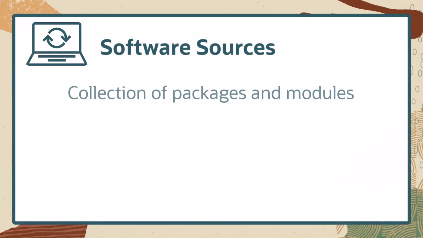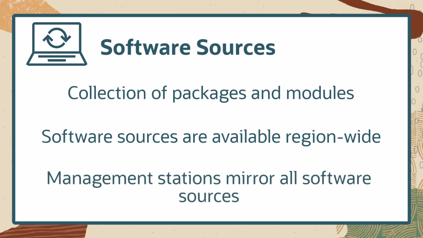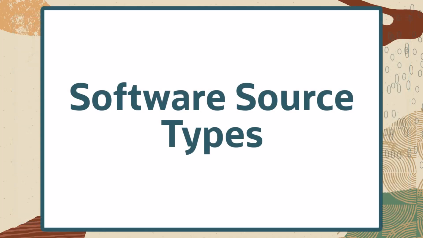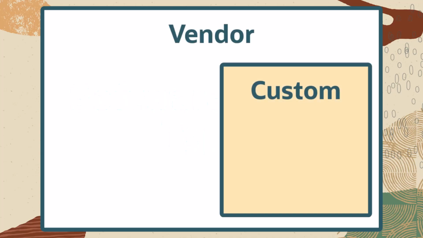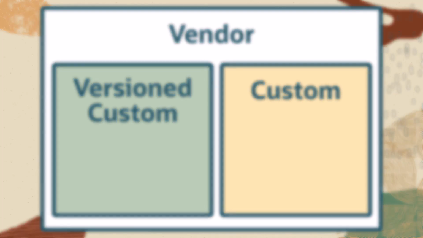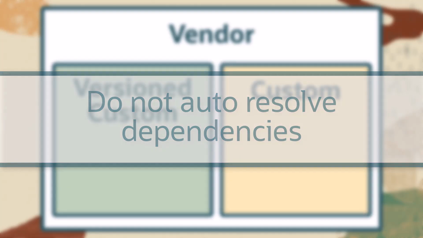A software source is a collection of packages and modules. When you add a software source to OS Management Hub, it's available across all compartments region-wide, and management stations mirror all software sources added to the service. There are three types of software sources in Oracle OS Management Hub. These are vendor, custom, and versioned custom software sources. Custom and versioned custom software sources do not automatically resolve package dependencies at this time.